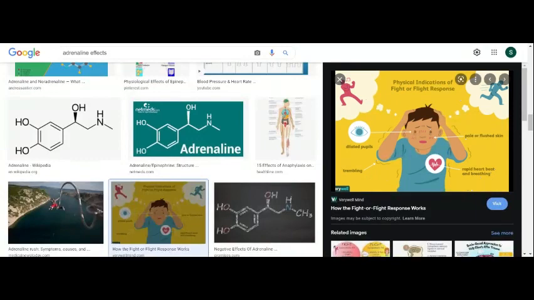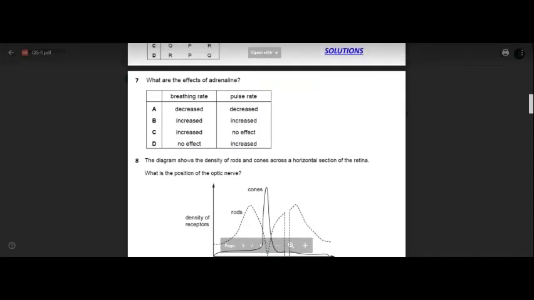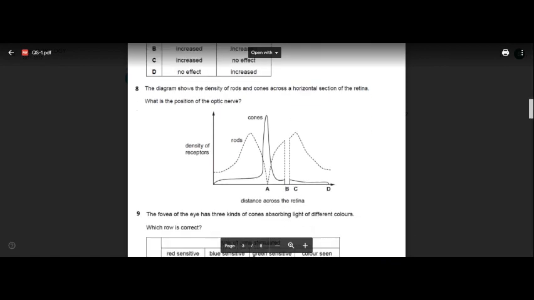Now we go back to the question. We said that the effect of adrenaline, as we now know, on breathing is an increased rate of breathing. And about the pulse rate, your heart beats faster and more. So both of them increase. So B is the answer. The rest of the options are incorrect. We will move on to the next question.